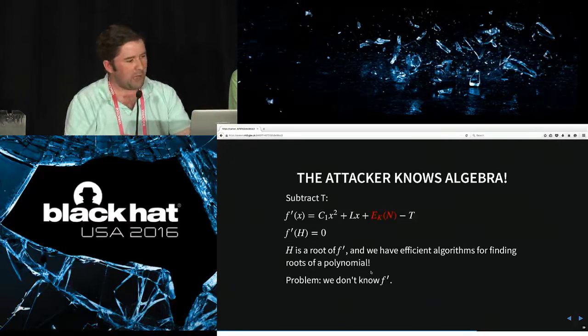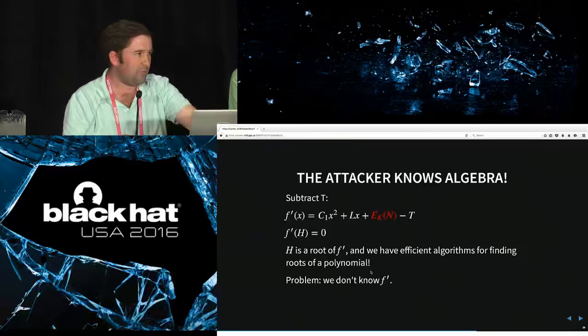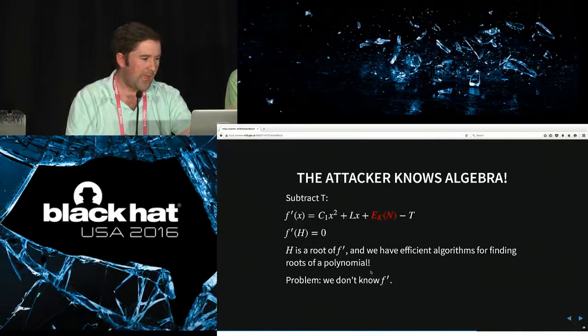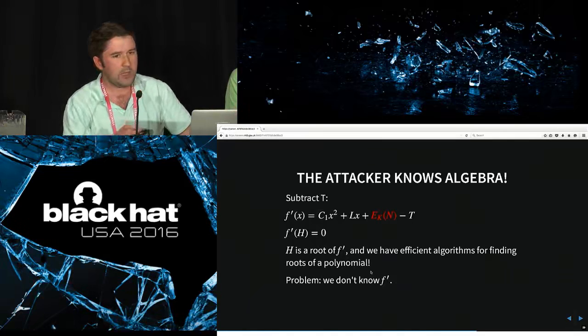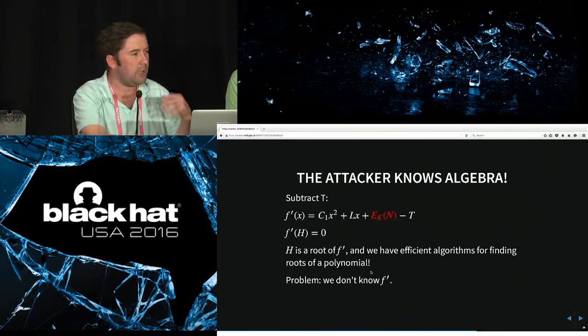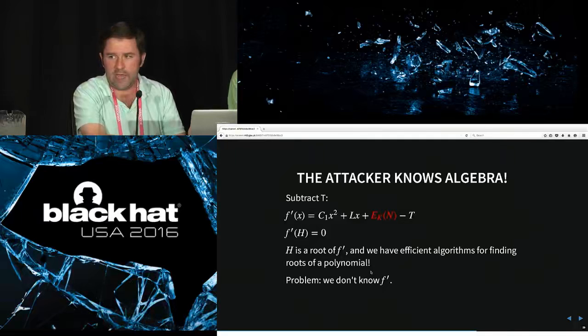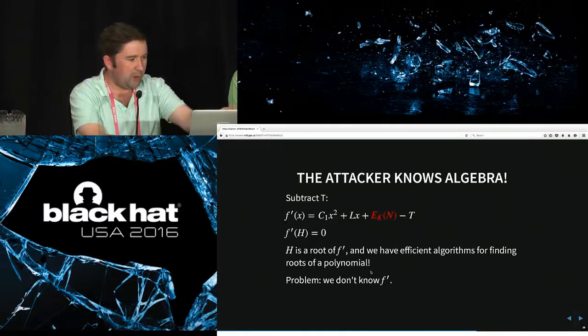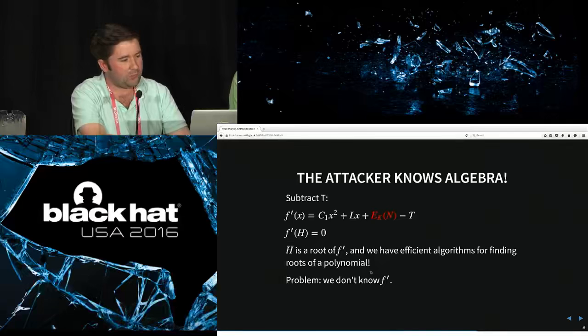So we're going to take our polynomial f, and we're going to tweak it a little bit by subtracting the authentication tag. Now, recall that we had f of h equals t. So our new polynomial f prime of h, since we've subtracted t, is going to be 0. What that means is that h is going to be a root of f prime. And recall that we have efficient algorithms for finding the roots of a polynomial. Now the problem here is that the attacker doesn't know f prime. Conceptually, we know what it looks like, but we don't actually know what this mask value is.